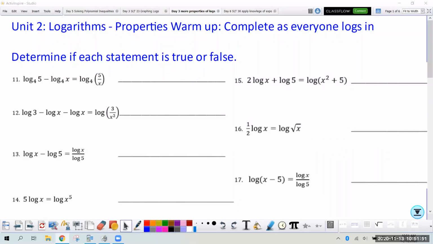Okay, so here's the warm-up for today. We are going to pause for about 5 minutes for you to write these problems down and determine if they are true or false.